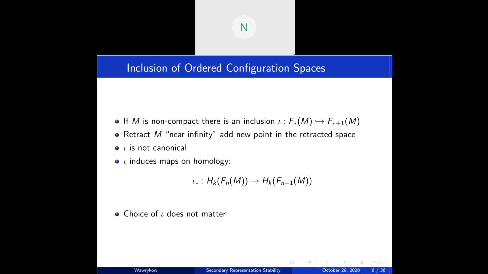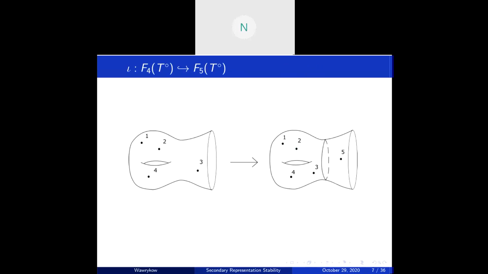So what does I look like in general? Well, for 4 points on the once-punctured torus, we just pull everything back, we pull everything away from this infinity, and then we add a new point labeled 5 somewhere in this new collar neighborhood of the infinity, or the collar neighborhood of the boundary. And this gives us a nice little inclusion here. But as you can see, you don't really have any canonical choice here, because I could have chosen 5 to go anywhere in that little collar area. It's a choice. But in the end, homotopically, it doesn't really make any difference.